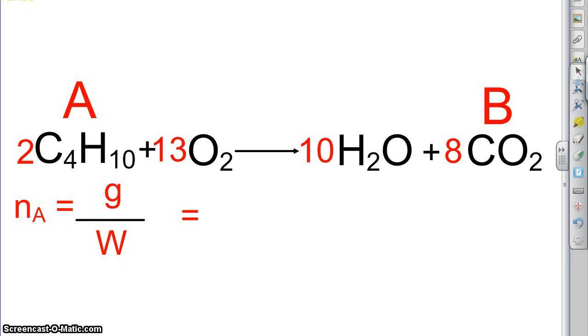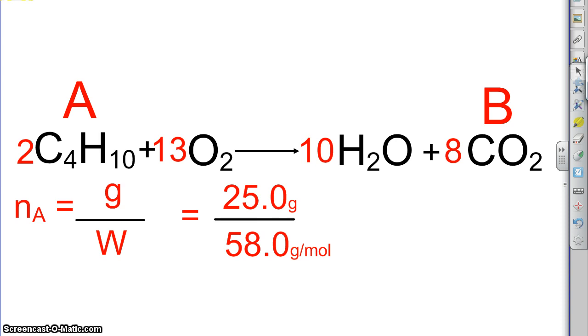So what are the grams? Well, we go back to the problem. We read that there are 25 grams of butane. We divide that by the molar mass of butane, which is 58.0. If you're not sure why that is, go back and count up 4 carbons and 10 hydrogens.